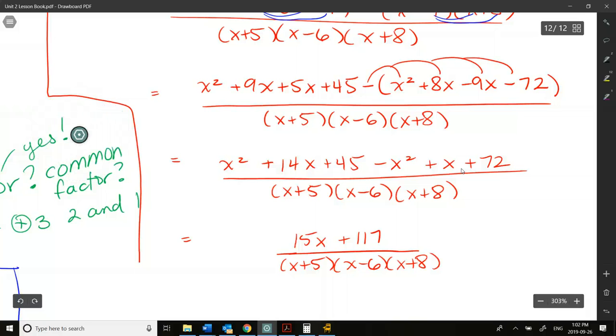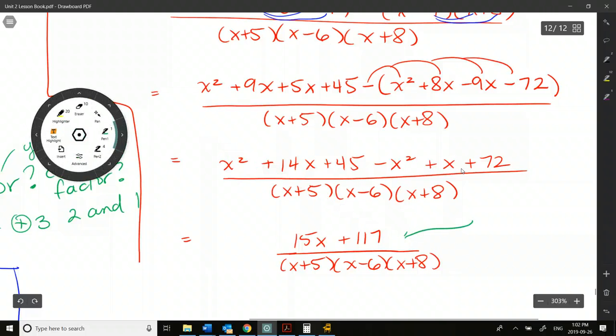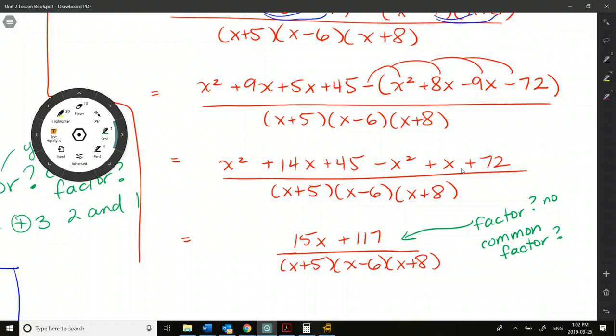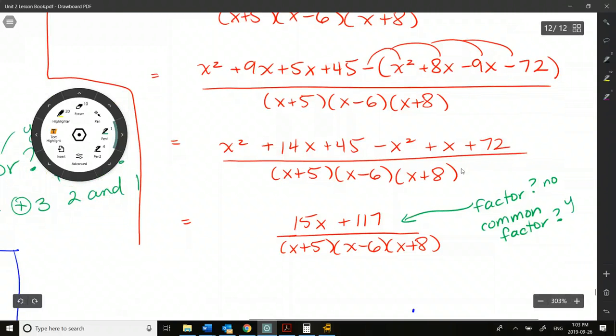Okay, now that we've expanded and simplified, we're actually on step 6. So step 6 says you need to ask yourself the question, can I factor or common factor the numerator at all? Seeing as this doesn't have an x squared term, I don't think I can factor, but is there a common factor between 15 and 117? 3 is actually a common factor between these two values.